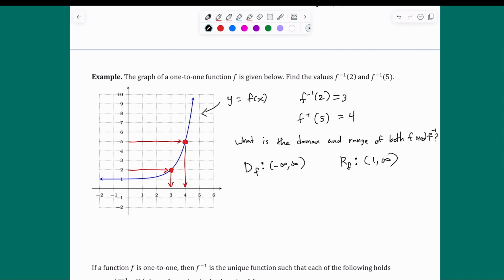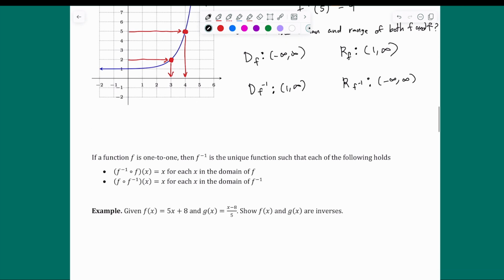All right, so from the properties of inverses and one-to-one functions that I have above, that means the domain of f inverse has to be the range of f. So that would be 1 to infinity. And the range of f inverse has to be the domain of f, which is negative infinity to infinity. And so that's how you would do that.